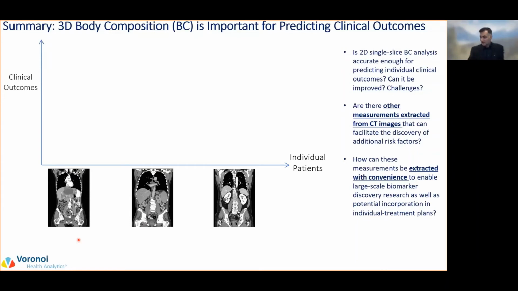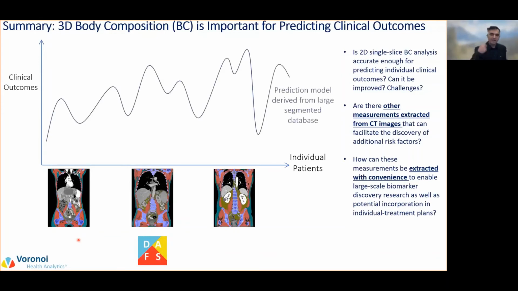What are the measurements that can be extracted? So the measurements are the other organs that can and should be analyzed in these workflows. And how can these be extracted with convenience? So there's a tool that we have built now that can be used to do this analysis. So our DAS tool allows us to take individual CT images and segment them. These become the x-axis, the variables that are driving the clinical outcomes.